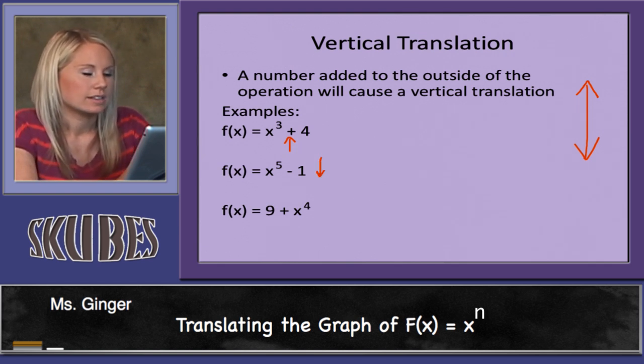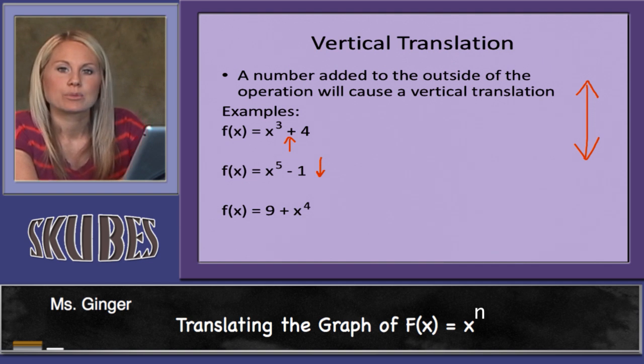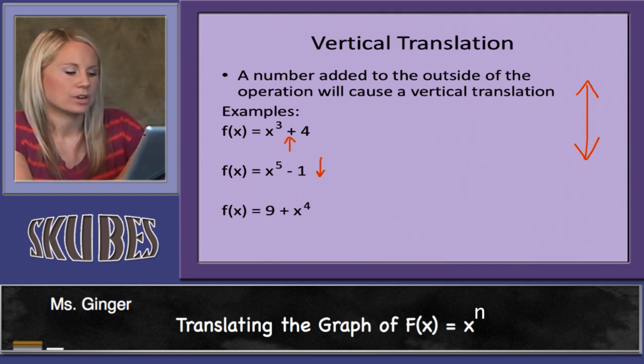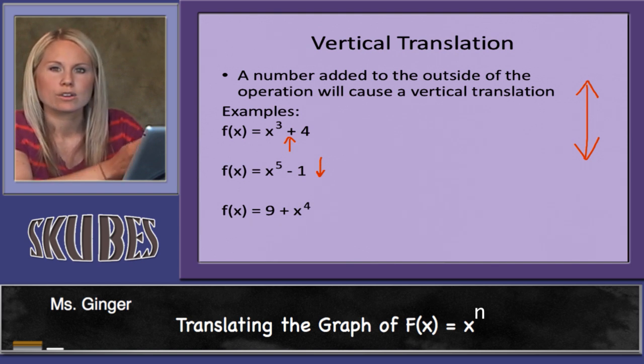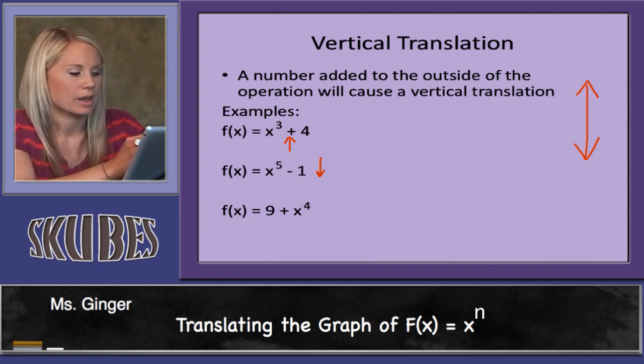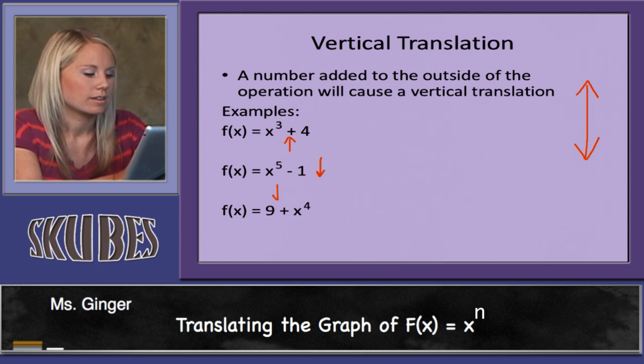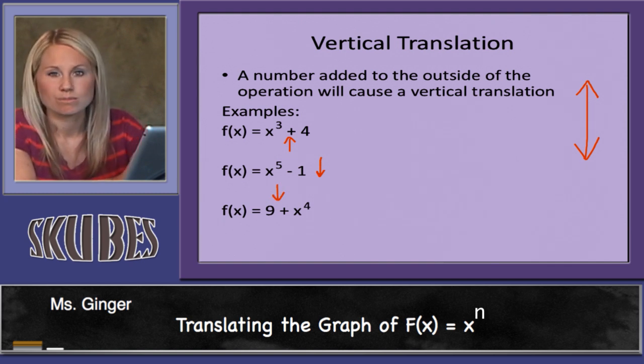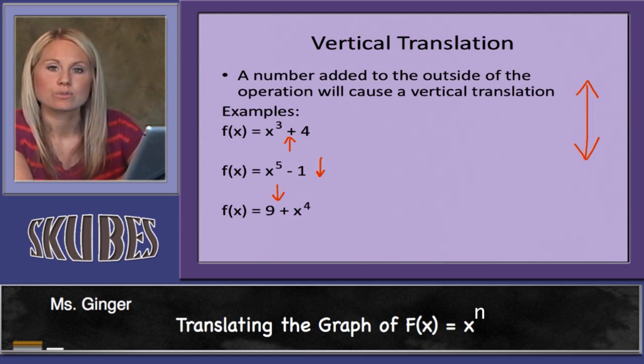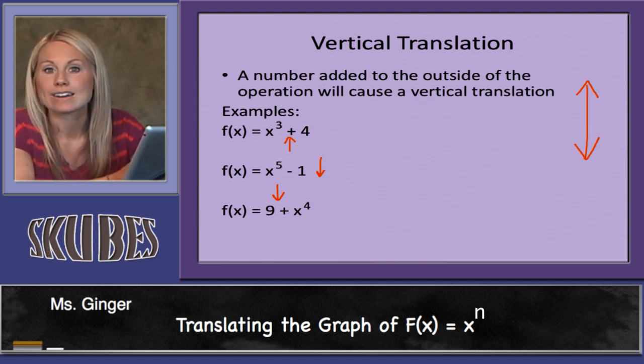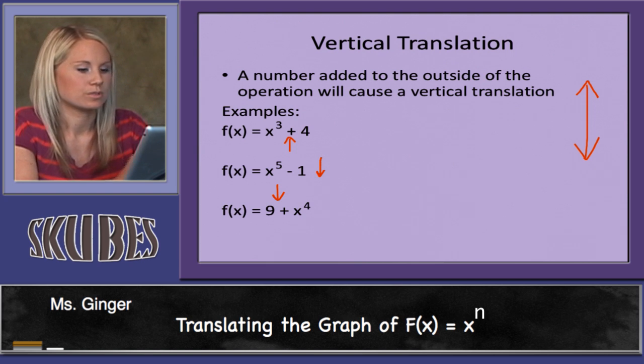Sometimes they can be sneaky and even put our power at the end of the expression. So we have to be on the lookout for truly where are the added numbers on the outside of the power. Here we have a function written sort of backwards, 9 plus x to the fourth, but that's still going to move our picture up because it's a number being added. So this one moves up.